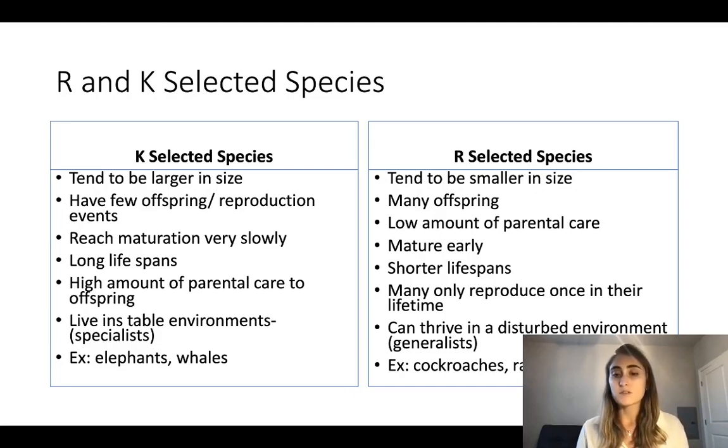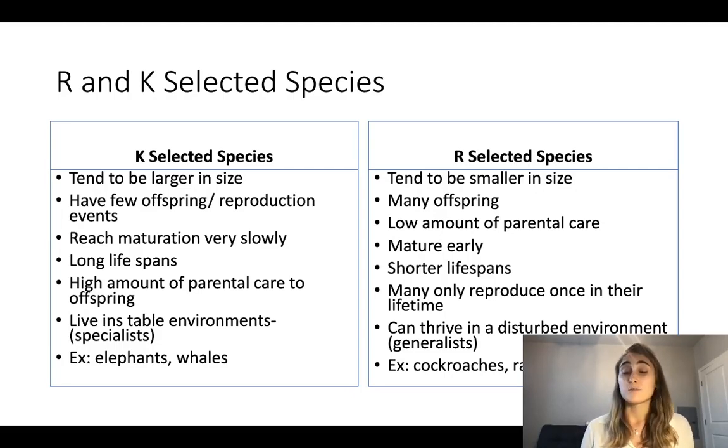So these types of species tend to not have very long lifespans, be small in size, reproduce once, but produce a lot of offspring all at once, and they generally mature very early, meaning they reach reproductive maturity very early.